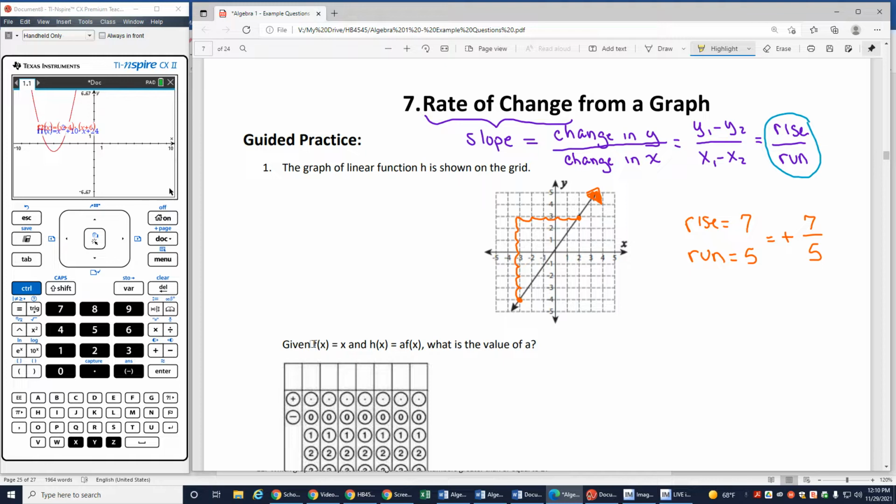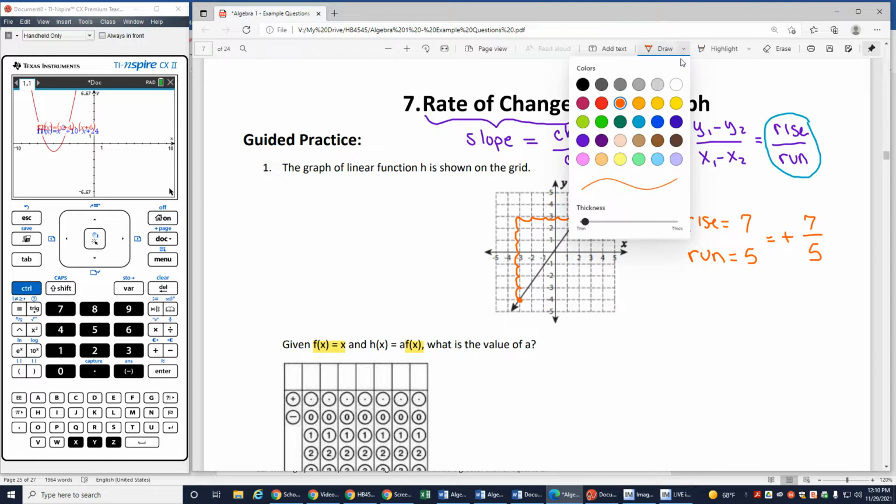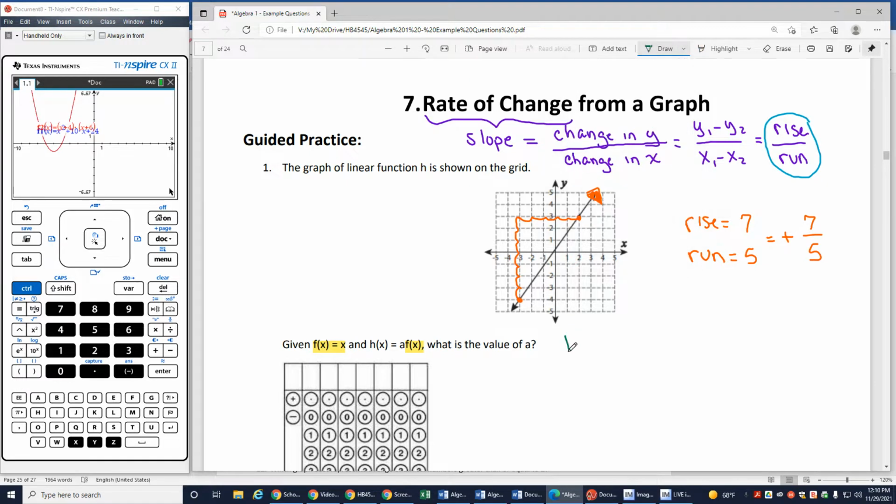Okay, when it says f of x equals x, and then here I have an f of x, I can replace f of x with what it equals. So h of x equals a times f of x is really just a times x. Remember that the number or the letter being multiplied to x is your slope or your rate of change. So this is just a weird way of asking you for the slope.